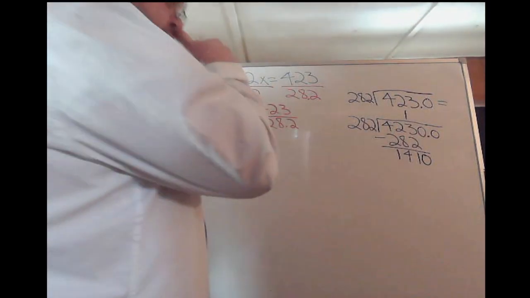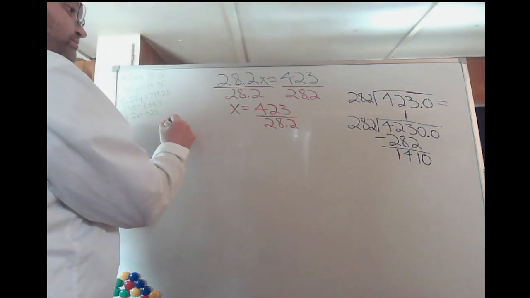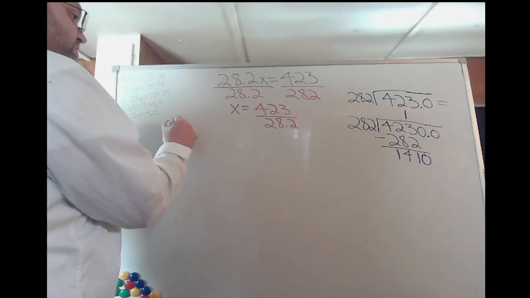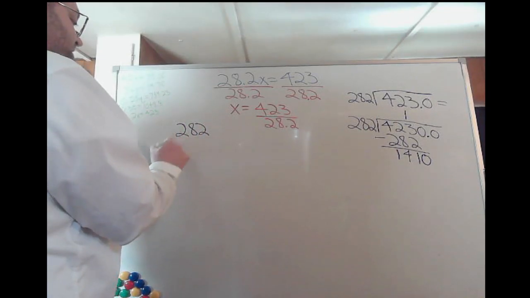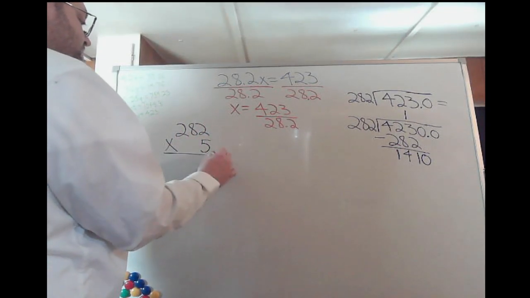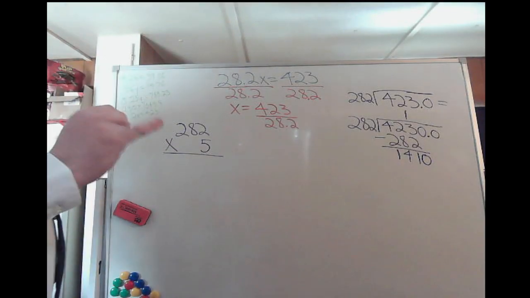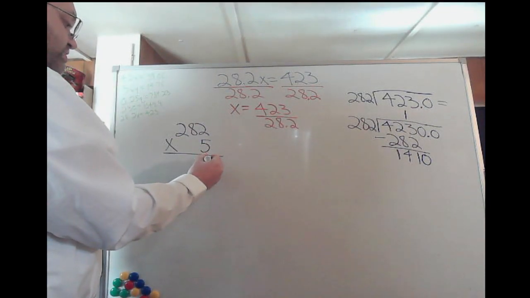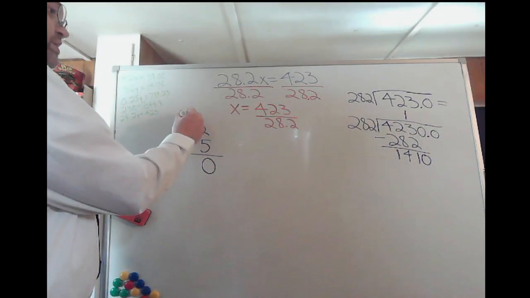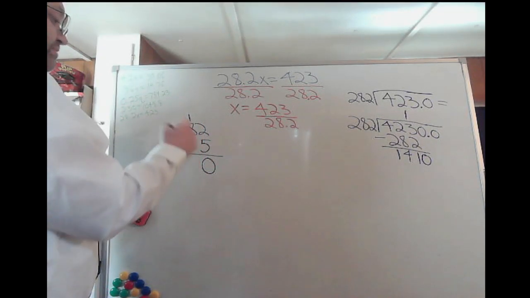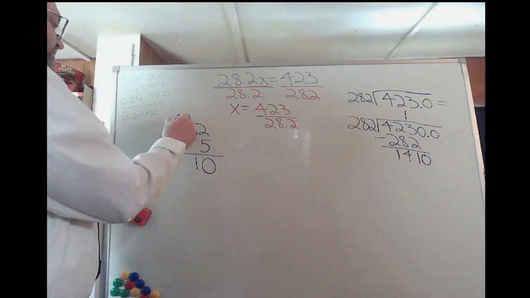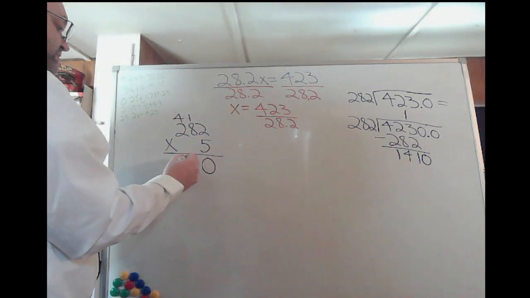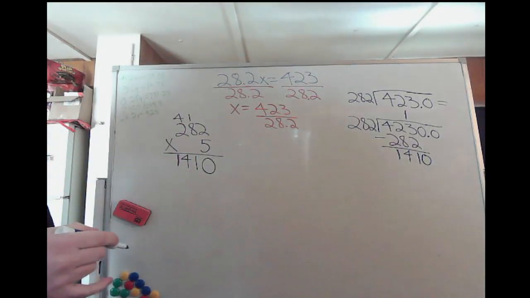Bring down a 0 from the dividend. Now you got to figure out how many times does 282 go into 1410. I almost want to say 5 times. If I had to guess, I'm going to say 5 times. I could be wrong, but that's what working out multiplication on the side is for. So 2 times 5, well, that's just 10. Keep the 0, carry the 1. 5 times 8 is 40 plus 1 is 41. Keep the 1, carry the 4. 5 times 2 is 10 plus 4 is 14. Well, what do you know? It goes in 5 times exactly.